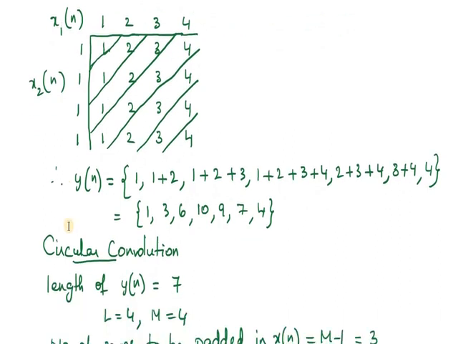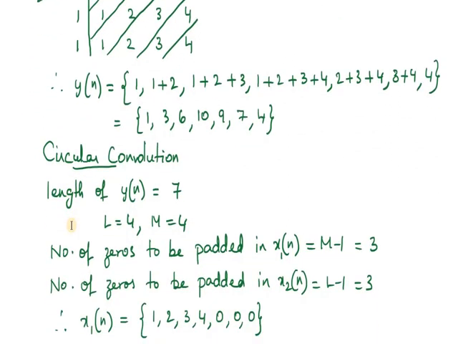Now we'll perform the circular convolution on the same sequences. Here also the length of y of n is equal to N. There is a condition in circular convolution: the lengths of the sequences should be the same. If you see, L is equal to 4 and M is also equal to 4. But even though the lengths are the same, the sequences are to be padded with zeros until they get the size of the output y of n. Here y of n has 7 samples. Therefore x1 of n and x2 of n are also to be padded with zeros.